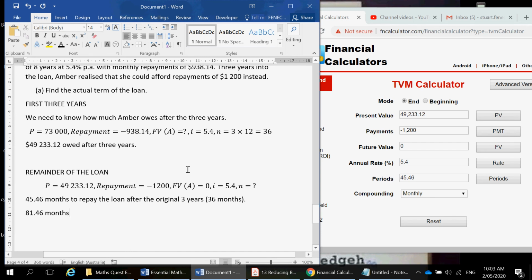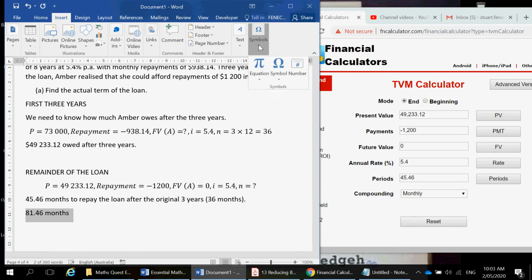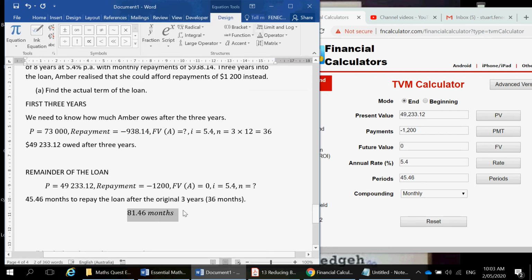By the way, because it's more than 81 months, to actually pay that off you would say 82 months. You round it up because it won't be completely paid at 81 months, but it will definitely be more than paid off in 82 months.